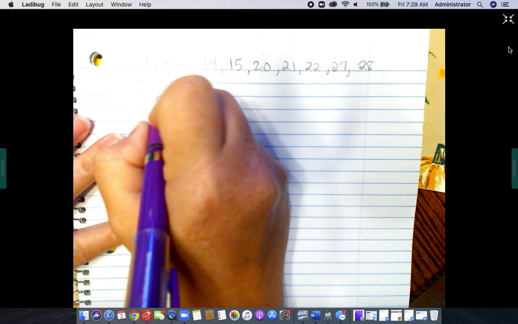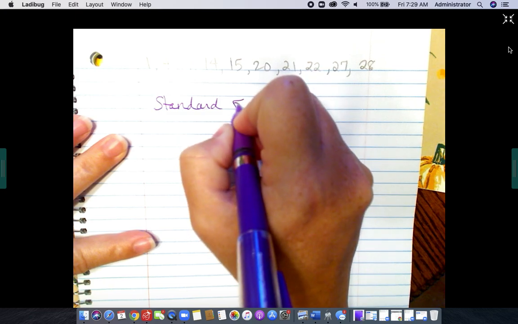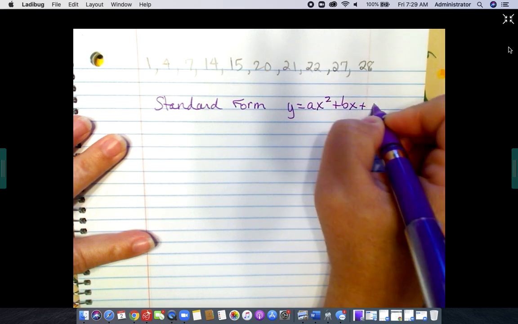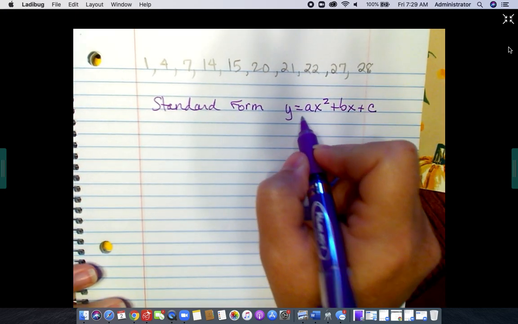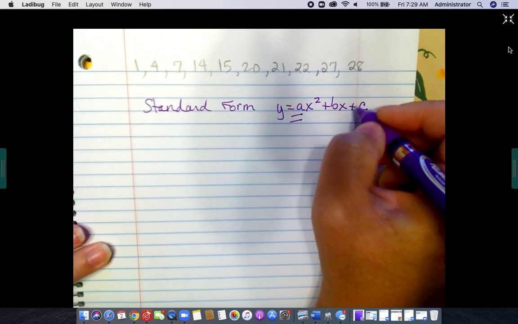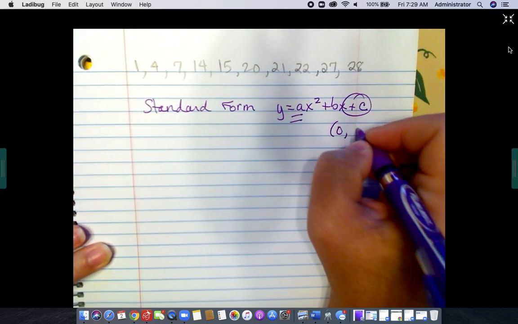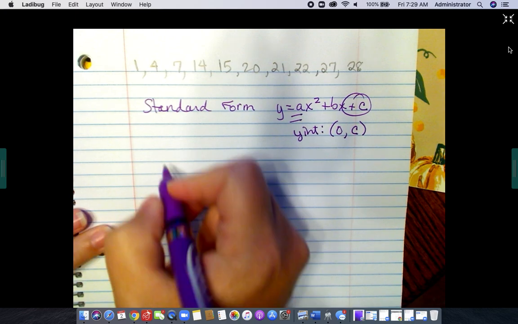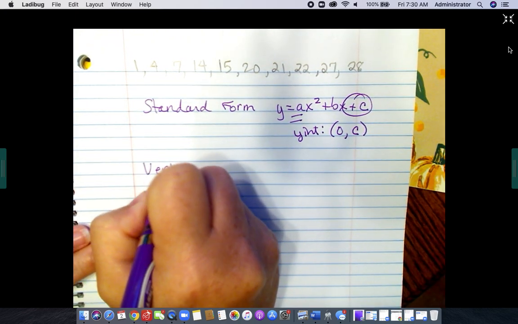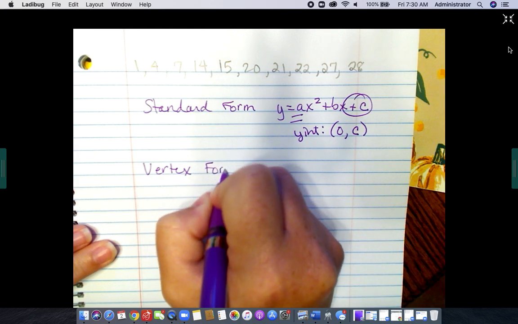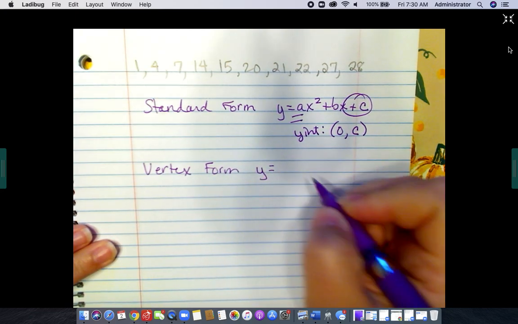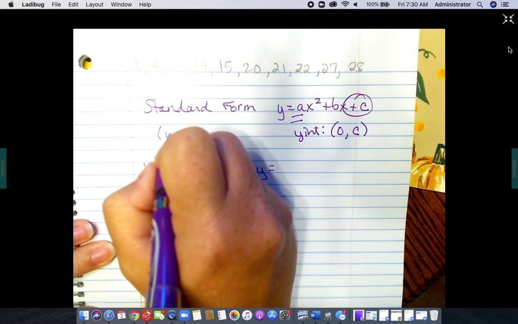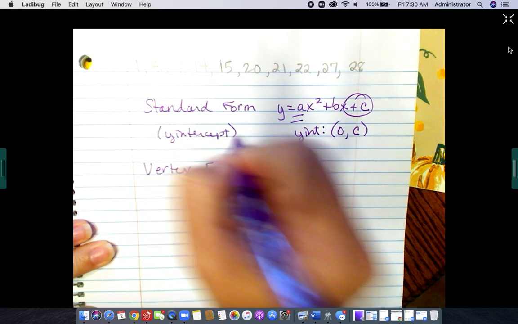And just as a reminder, standard form is y equals ax squared plus bx plus c, where the a value tells you if it opens up or down, and the constant term is your y-intercept. So I'm going to put y-intercept will be the point (0, c). If they ask us for the vertex, or anything coming from the vertex, like the max value or min value, so I'm going to put in our standard form. If they ask you for the y-intercept, you want to choose standard form.